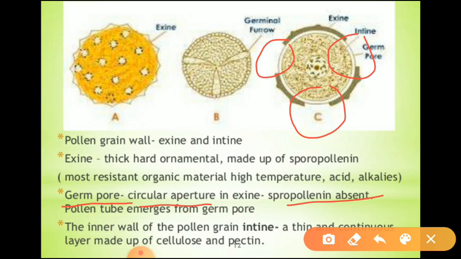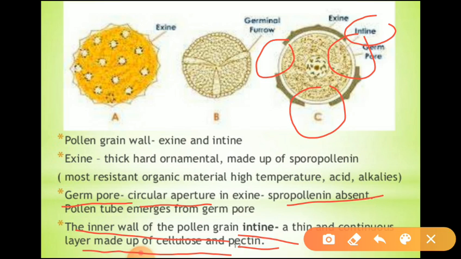Next, the last part we call the intine. Okay, the inner wall of the pollen grain we call intine. It is a thin and continuous layer made up of cellulose and pectin. Actually, intine is the thin wall and it is a continuous layer made up of cellulose and pectin. These are the two building components of intine. Okay, so these are the parts of a pollen grain or microspore.